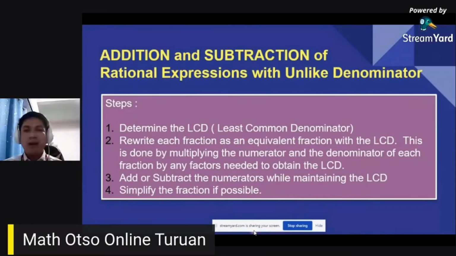Next, number 2, rewrite each fraction as an equivalent. So, after nyo makuha ang LCD, kunin nyo na yung equivalent ng fraction na given para magi na siyang similar. Okay? Ibig sabihin, after you get the LCD, get the equivalent, similar na yon. Parehas na yon ng denominator. Then, add or subtract. So, apply na natin yung step na napag-aralan kanina up to simplify the fraction if possible. So, let us have an example.